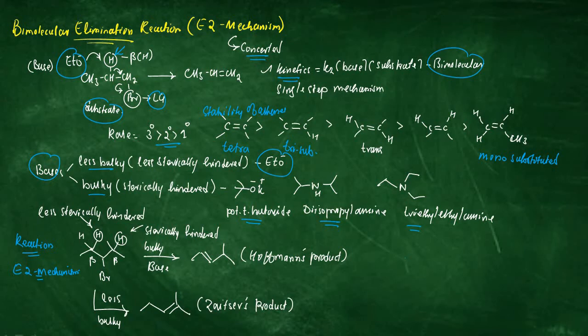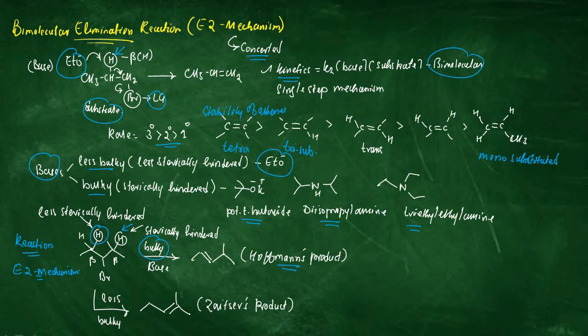For example, if we use a bulky base, but before addressing the nature of the product, we should note the starting substrate, where we have two different types of beta protons. One is sterically hindered, for example, this is the sterically hindered proton, and another is less sterically hindered. If we use a bulky base, then it will abstract the less sterically hindered proton, this one. As a result, we will get a less substituted alkene, or a Hofmann product.